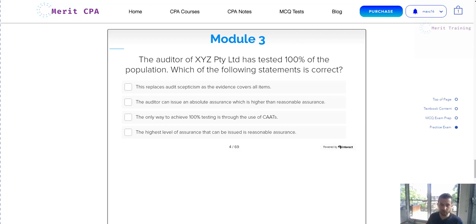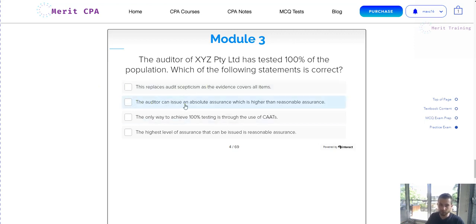And also just because you might have covered 100% of one particular population, for example, a petty cash journal, right? Maybe they never use petty cash. Doesn't mean that you can just remove audit skepticism for the rest of the engagement. What about the rest of the complex accounts? What if there's fraud somewhere else in the business, right? So clearly A is incorrect.